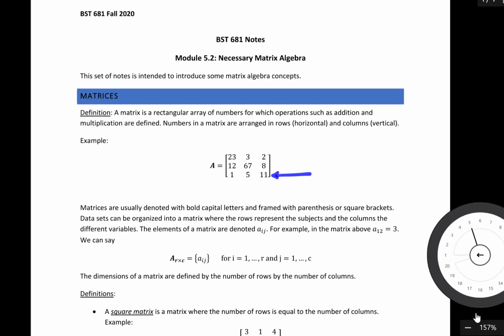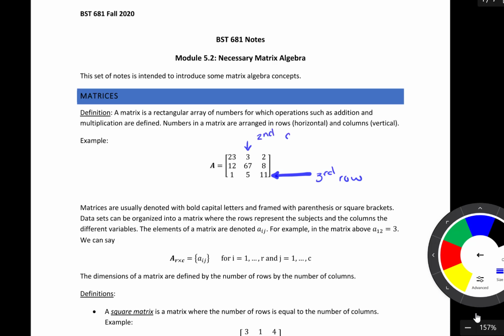these numbers right here, they are the third row, and the numbers going this way, this is the second column. Matrices are usually denoted with bold capital letters, so you'll notice here we have matrix A, and they're framed with either parentheses or square brackets.